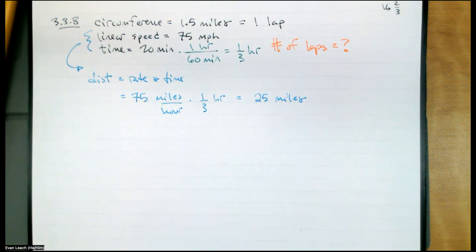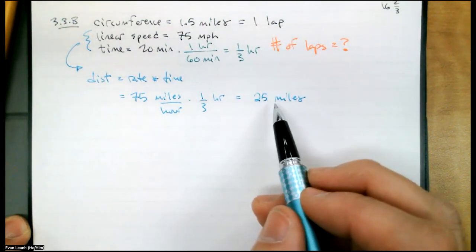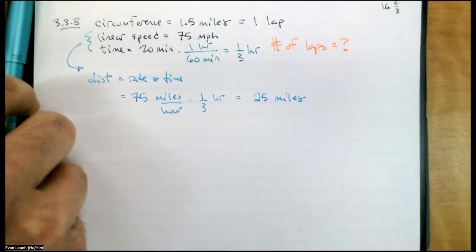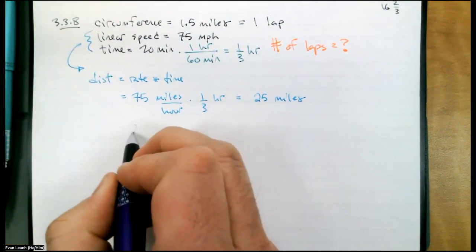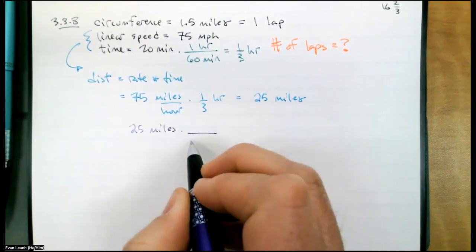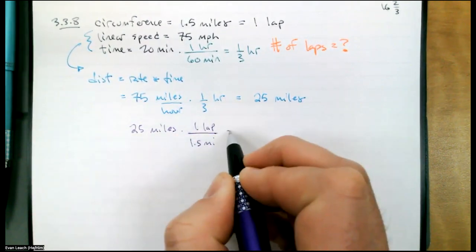But the number that we're looking for is not how far we went, it's how many laps we do. 1.5 miles is equal to 1 lap. So I want to convert my 25 miles into laps. We'll take our 25 miles and note that there are 1.5 miles in 1 lap, and take 25 and divide it by 1.5.